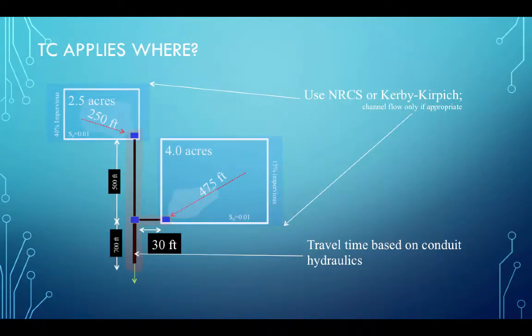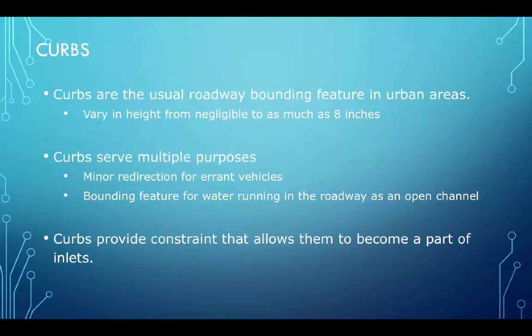This time of concentration applies to the surface part of the flow. And then later on, we're going to add an adjustment to it where we're going to account for travel times in the conduits. And that's how we can do a quasi-hydraulic drainage system design, which produces usually pretty good first estimates of what your design drainage system needs to be.